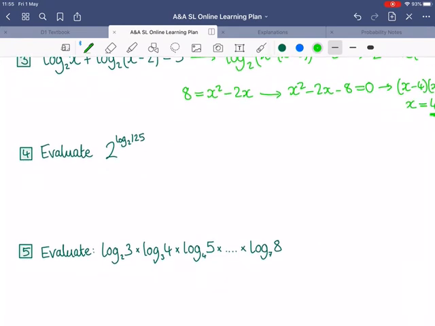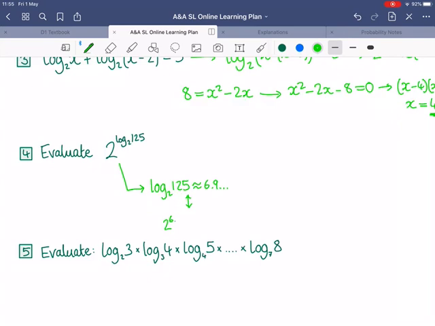Okay, question 4 here. In some ways it's very simple, but in some ways it's one of the hardest questions to explain that I've come across. This is actually part of an IB question from the past. I'm going to start off by saying log base 2 of 125. Well, log base 2 of 128 would be 7, so for now I'll say this is 6.9 something. It doesn't actually matter what it is.